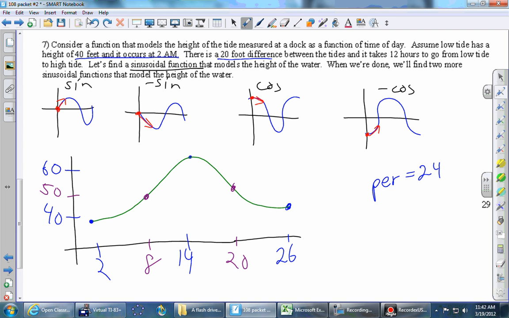I don't like the period so much. What do I like to divide it by? 4. And if you divide the period by 4, you get 6 hours. Every 6 hours, something important happens. You get one of these 5 points. Given that 6 hours, now I really like the 8 and the 20 that I see. Starting at 2, just keep going over by 6 hours at a time, and you'll hit all of our points.